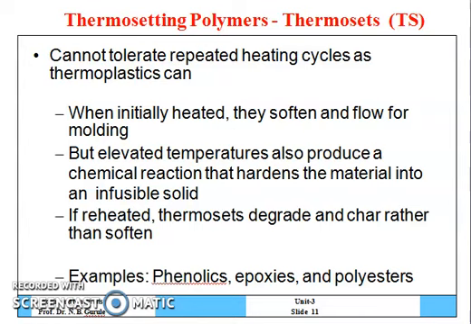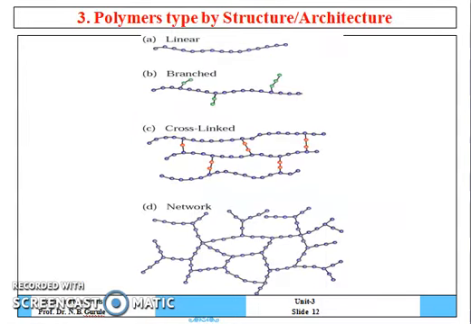If reheated again, thermosets degrade or burn, but they don't soften, unlike thermoplastics. Common examples of these thermosetting plastics are phenolics, epoxies, and polyesters. Next, polymers are classified on the basis of their structure and architecture.